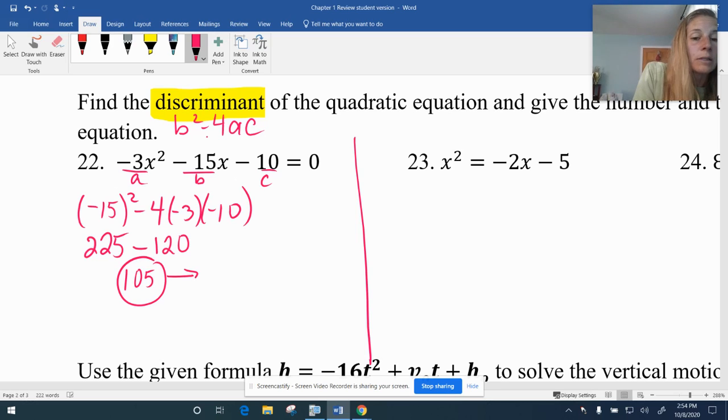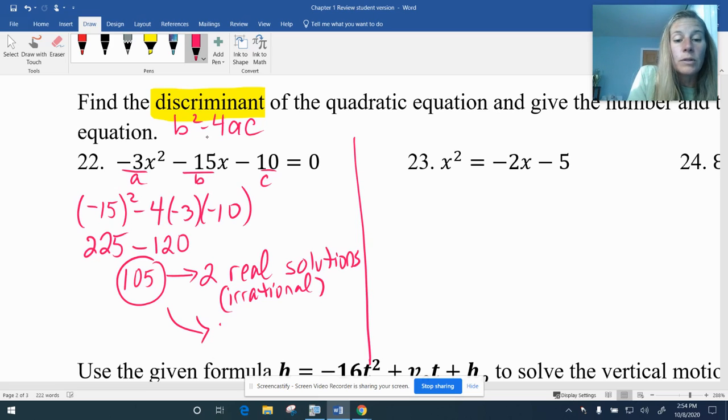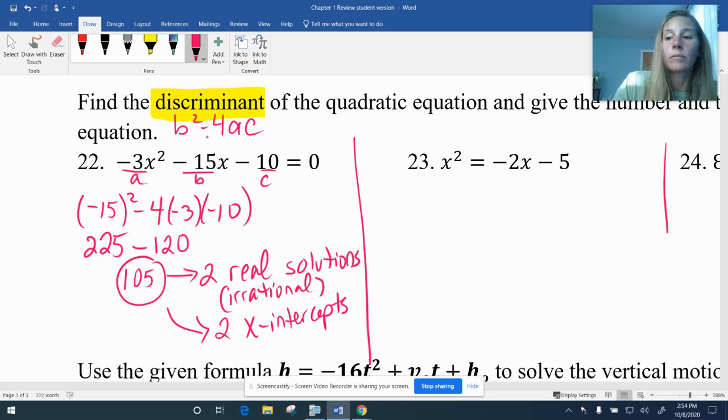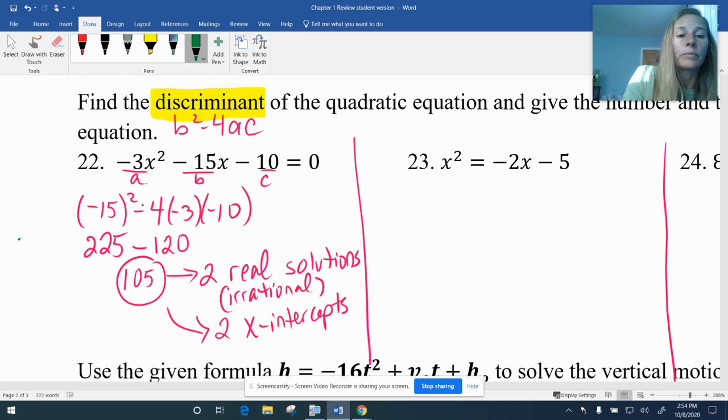So this means, since I have a positive answer, I'm going to have 2 real solutions. And those real solutions will be irrational, since this is not a perfect square. But it also tells me I will have 2 visible x-intercepts on my graph. Okay, so let's try the next one.